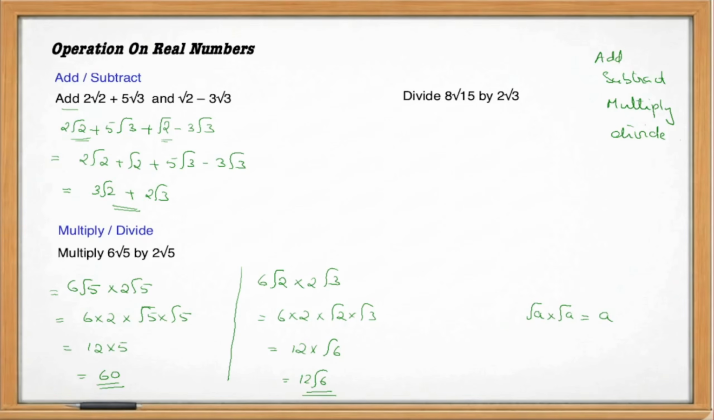Next, division. 8 root 15 divided by 2 root 3. On the numerator part you can see 8, denominator part 2. We can do the cancellation by taking the 2's table. This is 1, this is 4. Then in the root part, here it is 15 and here is 3. When we cut it, this is 1, this will become 5. So the answer is 4 root 5. It's very easy. Now let us go to the next page.